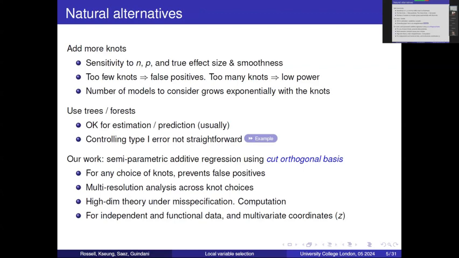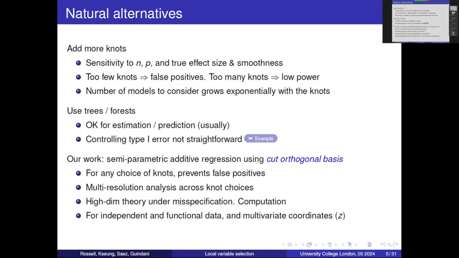Okay. I'm not saying that this cannot be done by putting in more knots. I'm not saying that this cannot be done by using trees. I'm just saying that it's not straightforward. I would love to see these papers, but this is not our paper. We're doing something else.